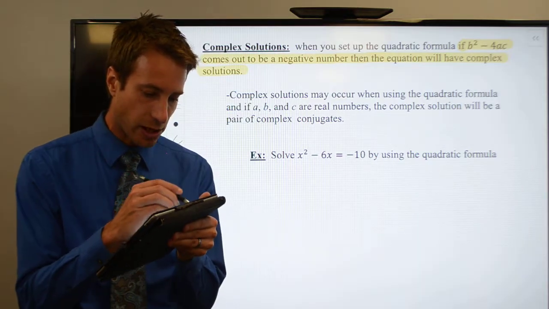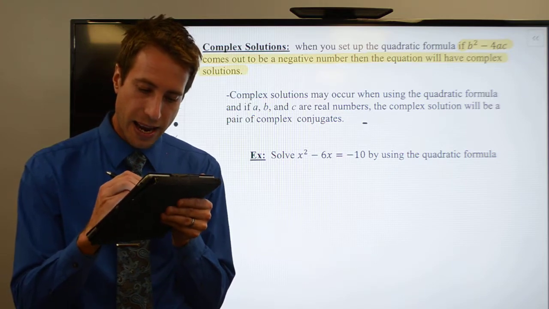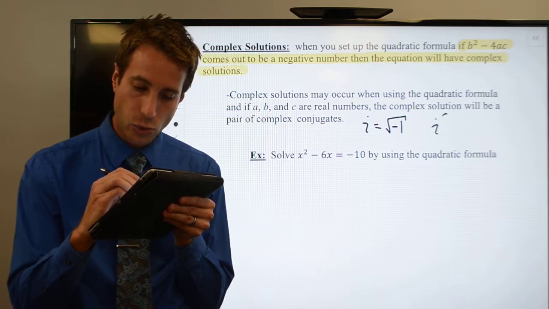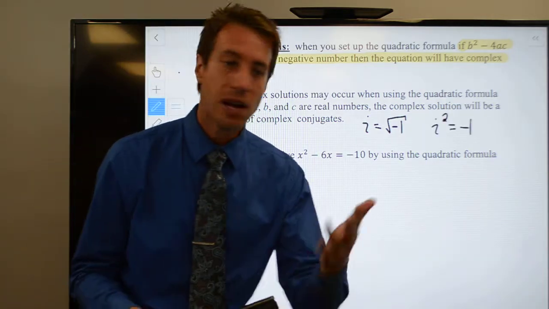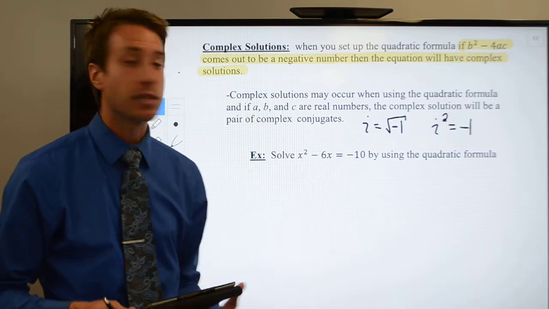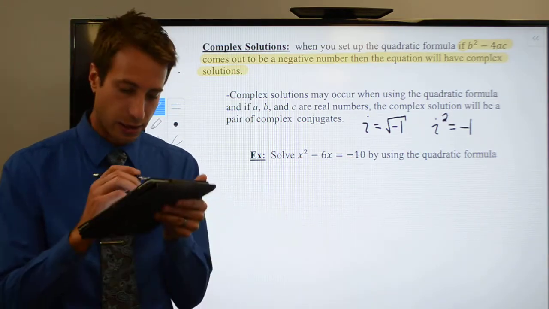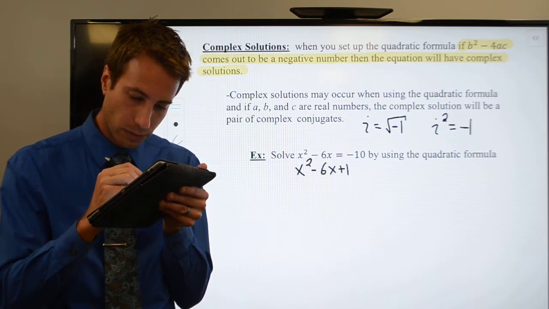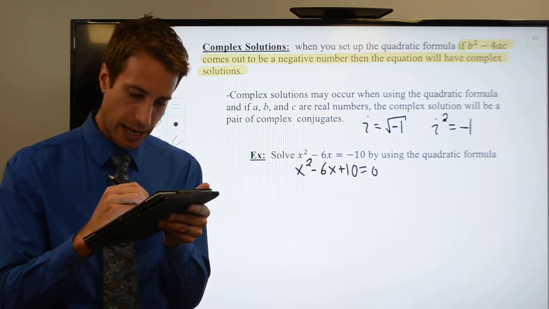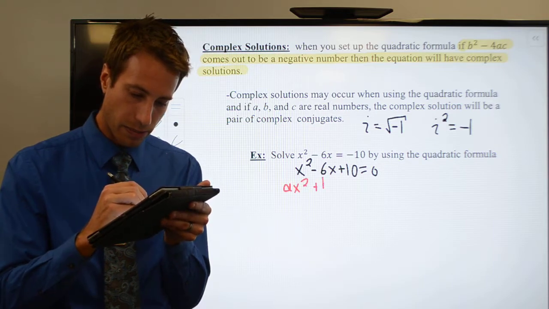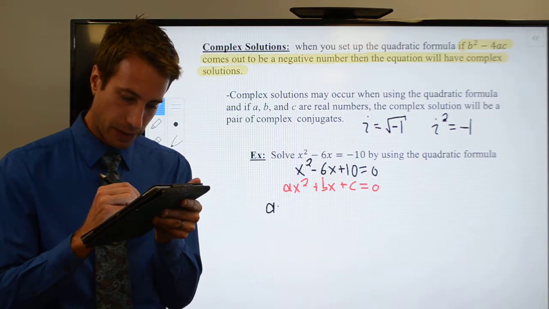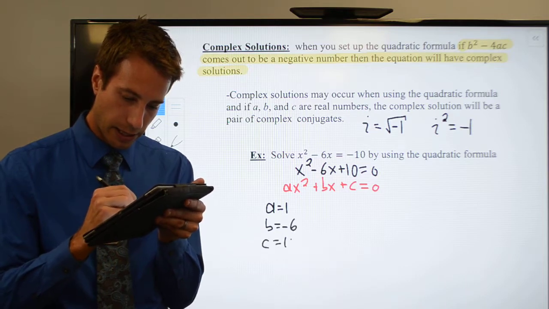So real quick, before we get started, just as a reminder, remember that i is equal to the square root of -1, and i squared is equal to -1. Now let's jump right into these. I need this to be in standard form, so add the 10 to the other side. It's going to be ax squared plus bx plus c is equal to 0, where a is equal to 1, b is -6, and c is 10.